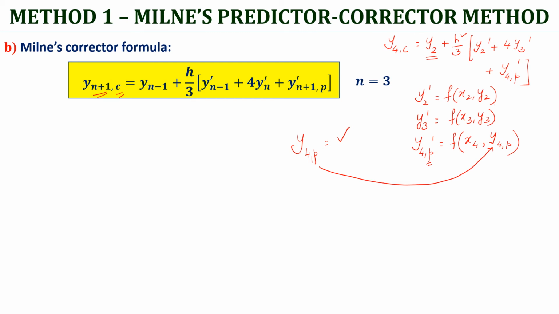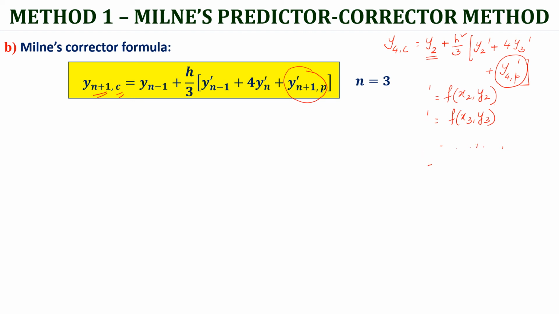So this point is important. What is y4p dash? I told you the predicted value is to be substituted on the right hand side of the corrector formula. It is here where we are substituting. That means it's a function of x4 comma, in place of y you are replacing it by the predicted value that you found. So that will give you y4p dash, and then by doing so you get the corrected value, the first corrected value of y4. So you have now found the predicted value. You will be finding the corrector value by substituting the predicted value in the right hand side of this formula.